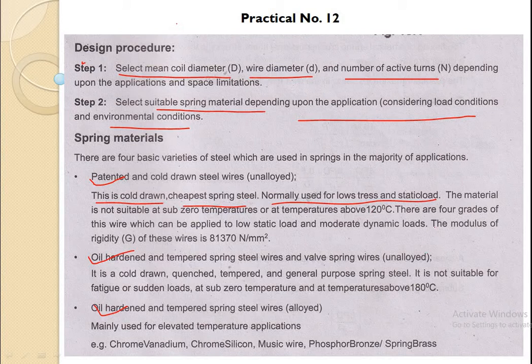The modulus of rigidity of the material is 81370. Shear stress upon shear strain, that is the modulus of rigidity, the ratio of shear stress to the shear strain. Its value is 81370 Newton per mm square.